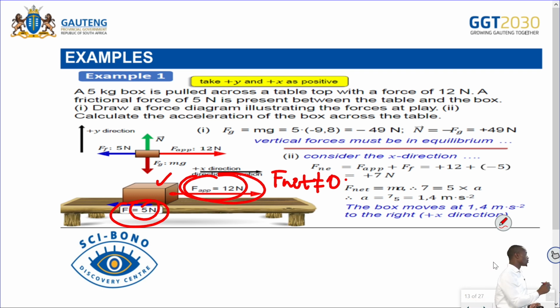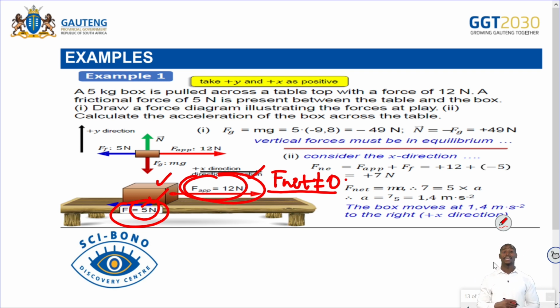But in this case, you can see the horizontal forces are not balanced, right? I'm having 12 this side, I'm having 5 this side. So like it or not, my F net won't be equal to 0, it will be greater than 0. Which means it's no longer an application of Newton's first law, but an application of Newton's second law, because this object is accelerating. The F net is unequal to what? Unequal to 0.